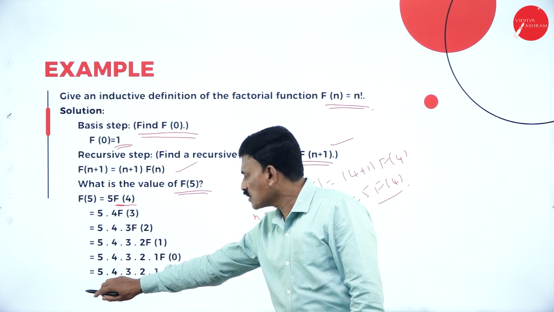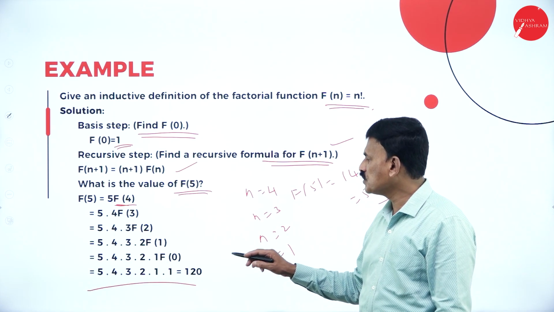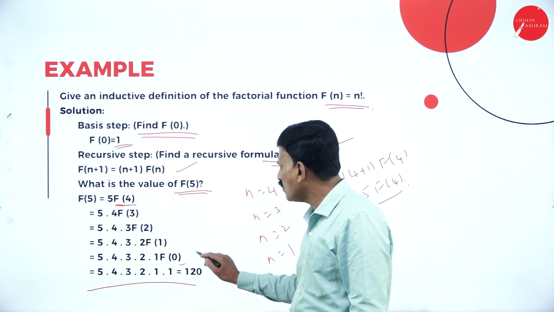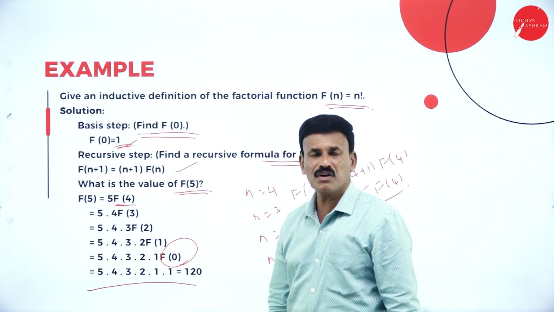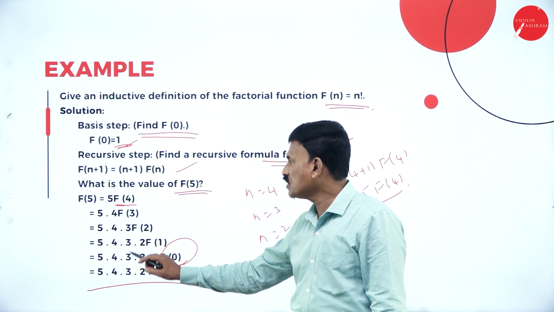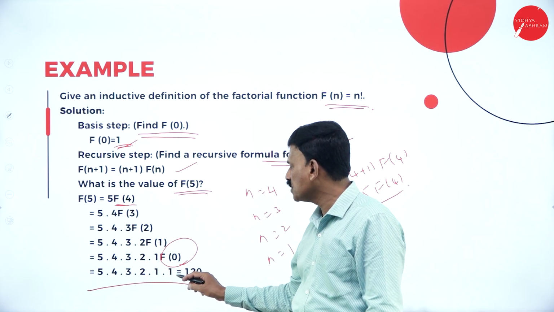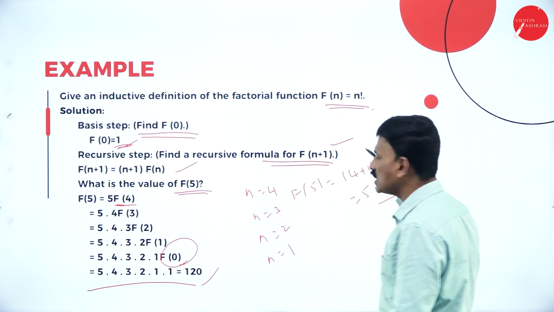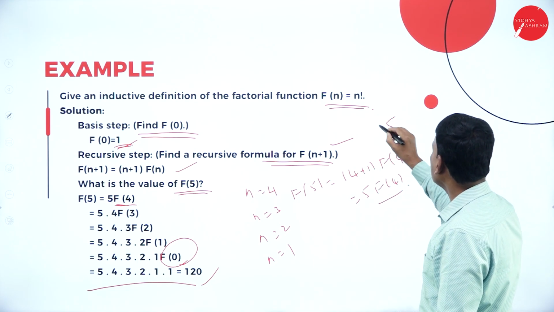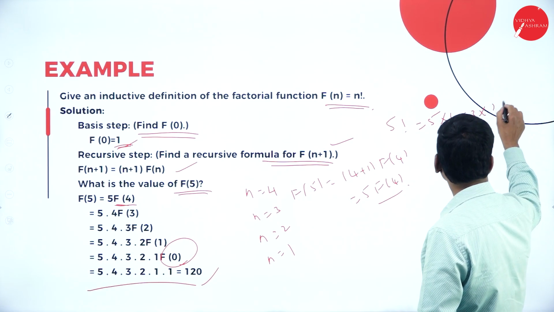So therefore, in general, we are going to get 5 into 4 into 3 into 2 into 1 into f of 0. What is the value of f of 0? Since the value of f of 0 is given to be 1, the factorial of 5 is 5 into 4 into 3 into 2 into 1, which is 120. In general, you know what the factorial of 5 is?